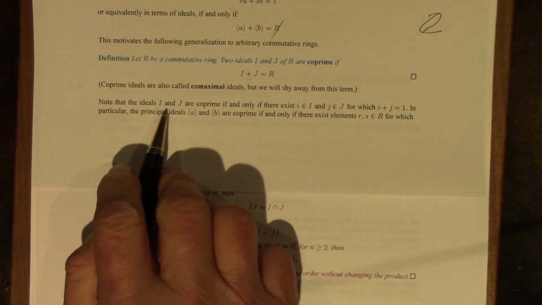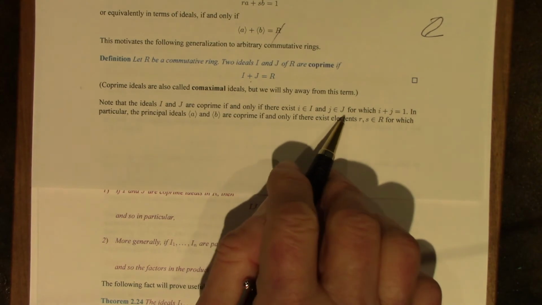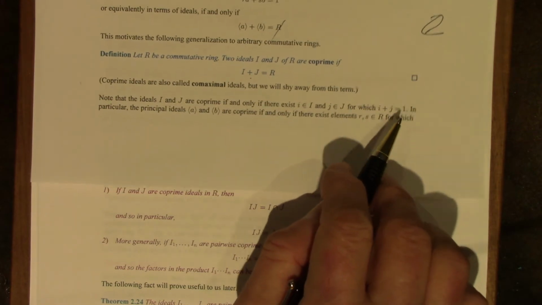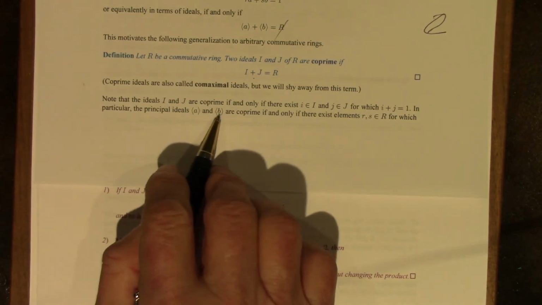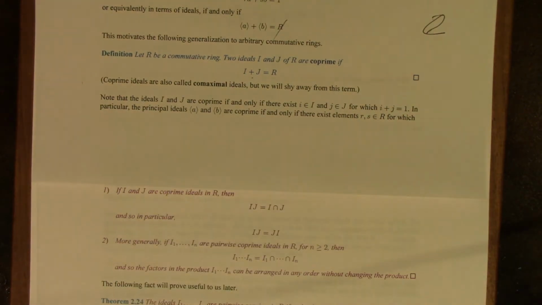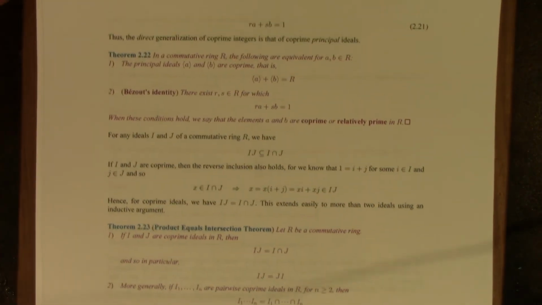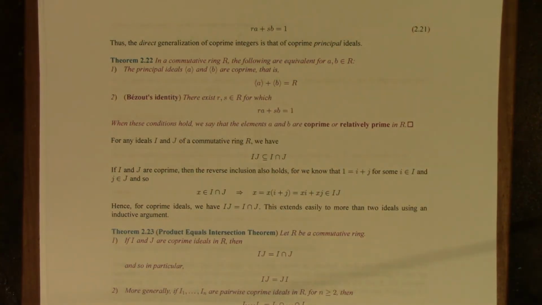Ideals I and J are coprime if and only if there exists an element little i from I and little j from J for which the sum i plus j is 1. And you can verify that. In particular, now we're dealing with an arbitrary commutative ring, the principal ideals generated by A and B are coprime if and only if there exist elements R and S in the ring for which this equation holds: Ra plus Sb equals 1. So the direct generalization of coprime integers is that of coprime principal ideals.